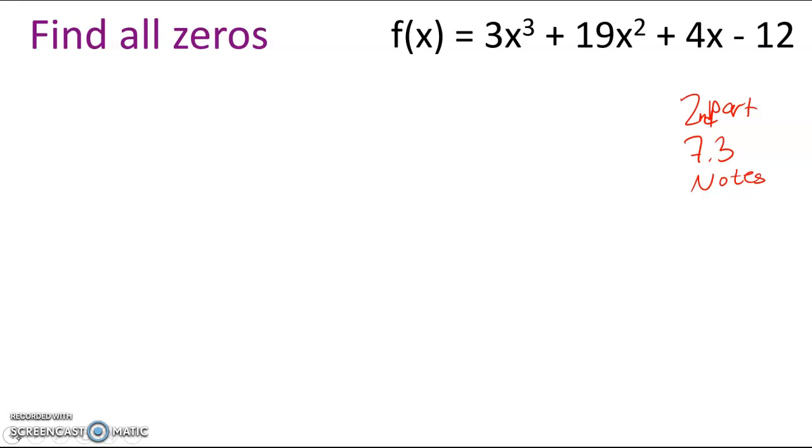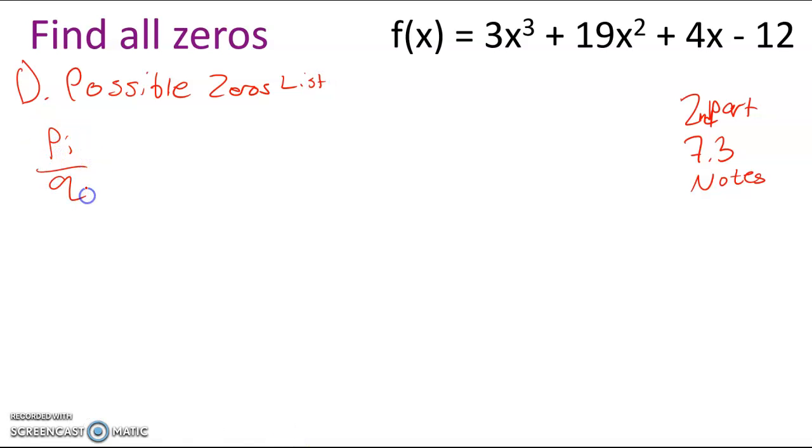So for this one, f of x is equal to 3x cubed plus 19x squared plus 4x minus 12, all right? So let's remember our steps here. Number one, I'm going to make a possible zeros list, all right? What I do for that is essentially my factors of p divided by my factors of q.